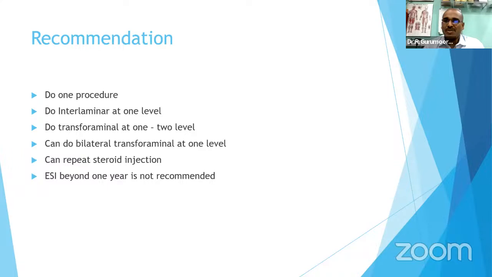Again, with interlaminar, for example, the patient has multiple disc bulges. You can't just put one at L4, L5, and again at L3, L4. If you want to put, you have to put it at only one level. And if you are going for transforaminal, you can do it at a maximum of two levels. For example, if you are going for bilateral, you have to do it at one level, for example L4, L5 bilateral, you have to do it once.